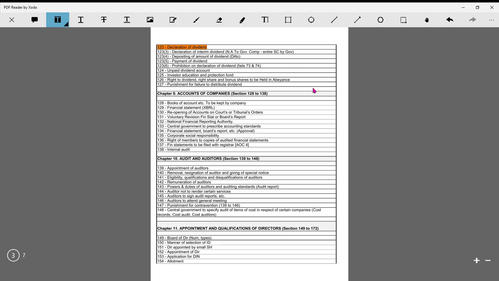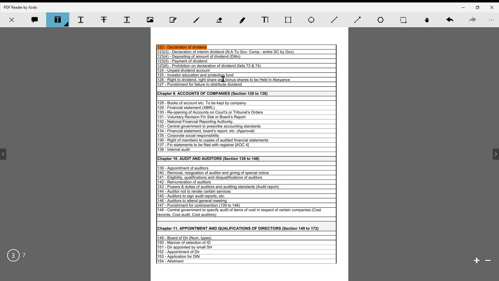So when I remember declaration of dividend, after declaring a dividend there is a sequence of events that has to happen, right? Once you declare the dividend, you have to pay the dividend, of course. So what happens when you don't pay the dividend? What happens to the amount that is unclaimed? Everything is covered in this section. So once you remember 123, it is going to be a sequence from there.